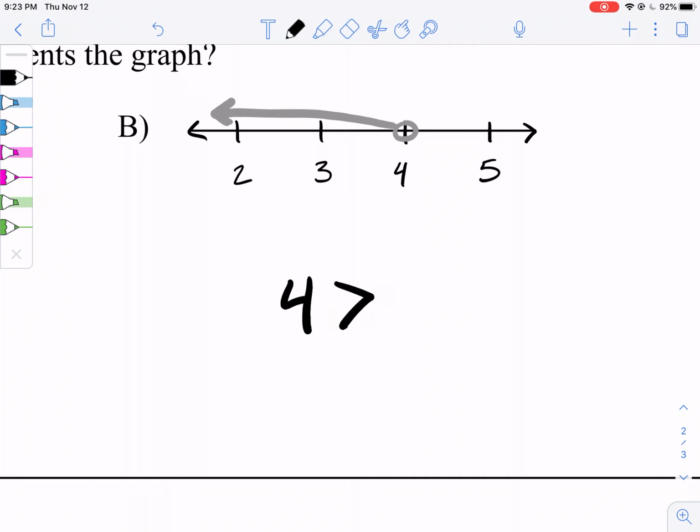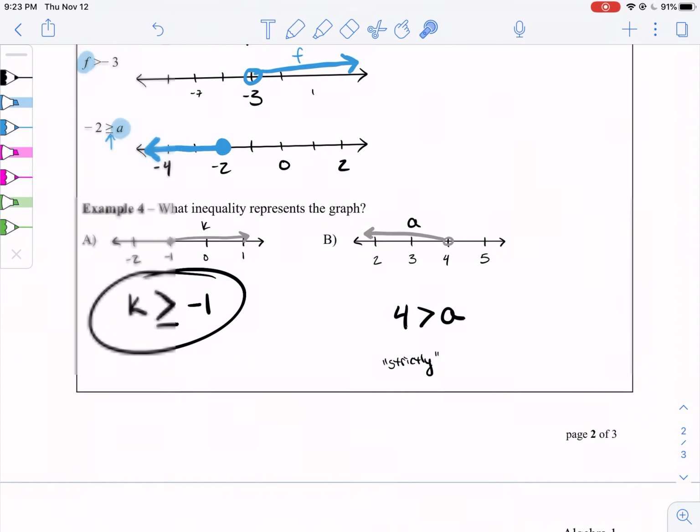Oh, we didn't pick a variable. How about A for Antonio? Okay, yeah, A. So we have 4 is greater than A. But it's not equal to because we didn't include 4 here. So it's a strictly greater than. We say it's strictly. You do not have to know this by any means. So we say 4 is strictly greater than A. There you have it.